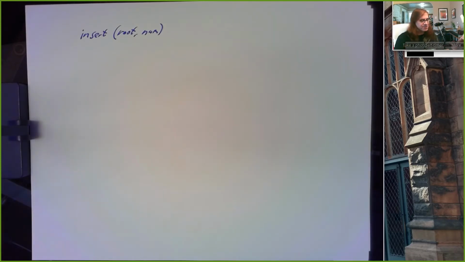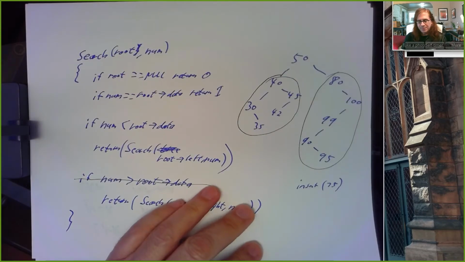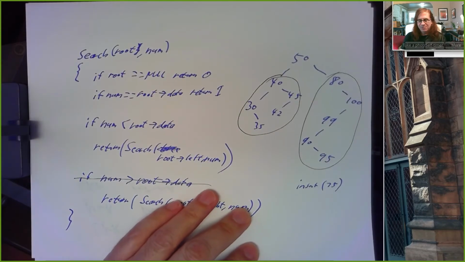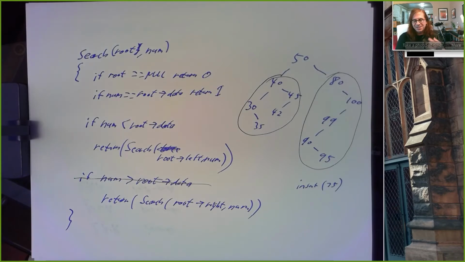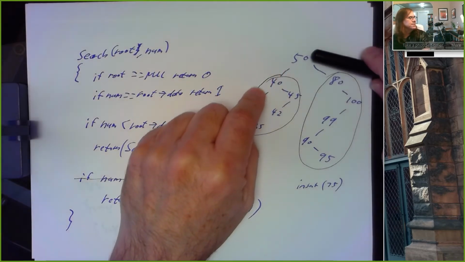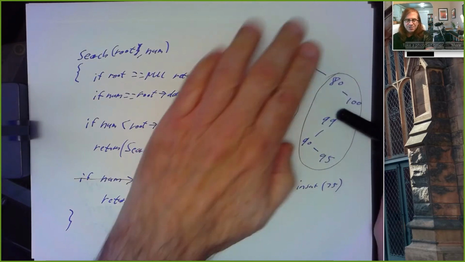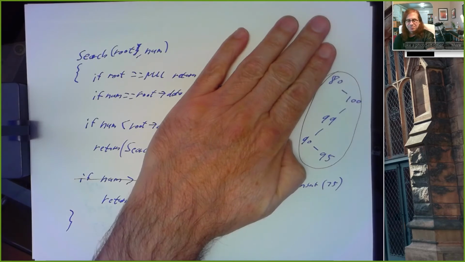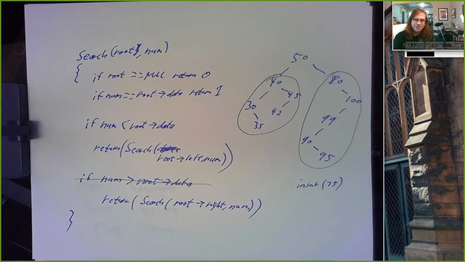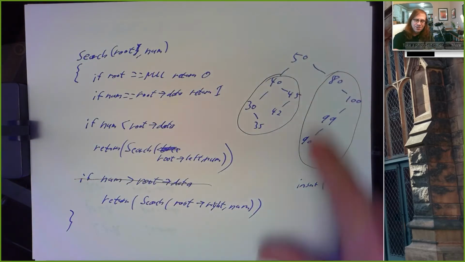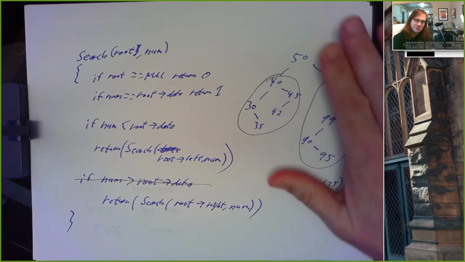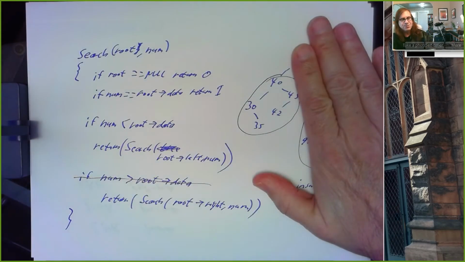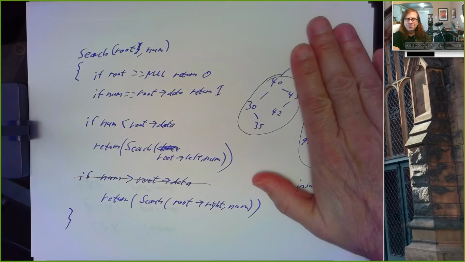But we can think of insert recursively. 2 steps. We want to insert a 75. Since 75 is bigger than 50, we know we're going to insert it somewhere in this subtree on the right. Well, how do we do that? Let's call our insert function. Suppose I want to insert a 23. 23 is smaller than 50, so let's insert 23 into this smaller subtree on the left. How are we going to do that? We're going to call our insert function.